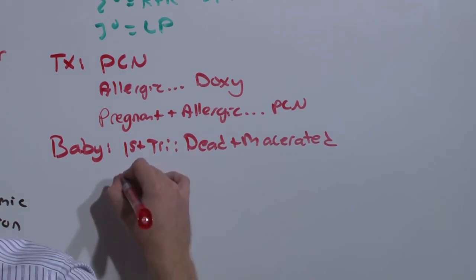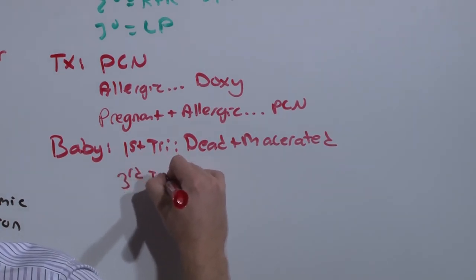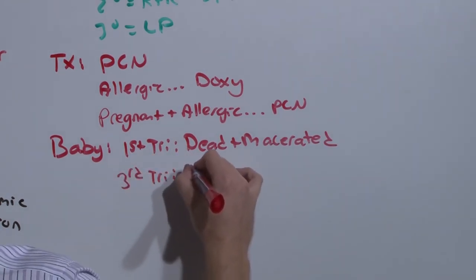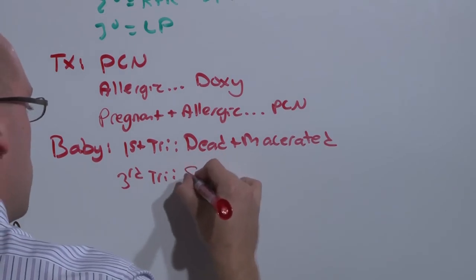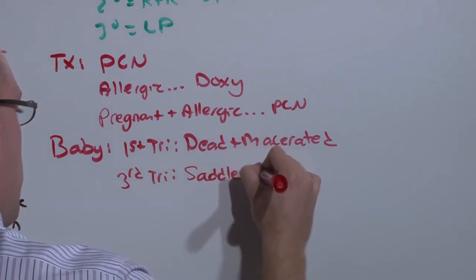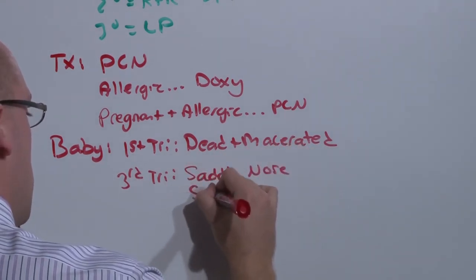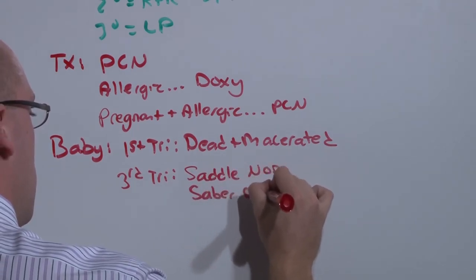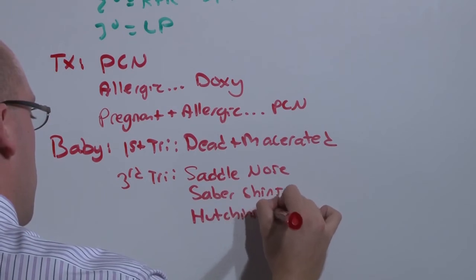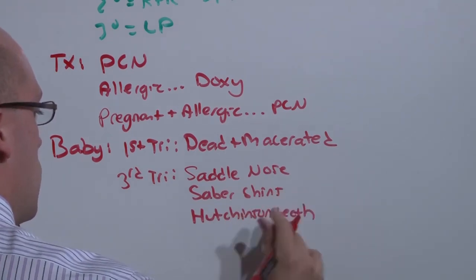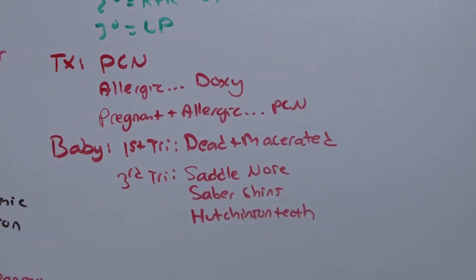If she gets infected towards the end, in the third trimester, you're going to have, and I have to write out all of these because I want you to know them, because this is what they're going to see in the test question: the saddle nose, the saber shins, the Hutchinson teeth. And I recommend you go take a look at these because they'll show you a picture of a baby with Hutchinson teeth and then ask you, what was mom infected with?